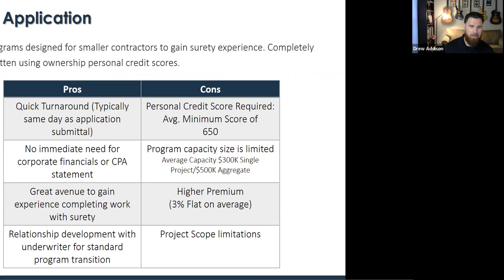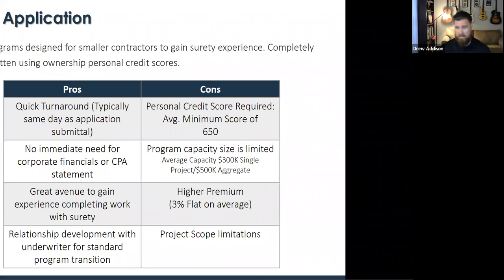There are some programs coming out that are a little bit larger, but we want to make sure that it fits, and it's not a long-term solution. This is something we can get done real quick and get you the surety coverage that you need to move forward. There's still a general indemnification agreement involved with this, so keep that in mind. There's typically also a higher premium on average for this: the average is 3% flat, right? So if you're calling and you need a bond like yesterday, we need to go with a quick application, and you can expect a 3% flat average rate, right?